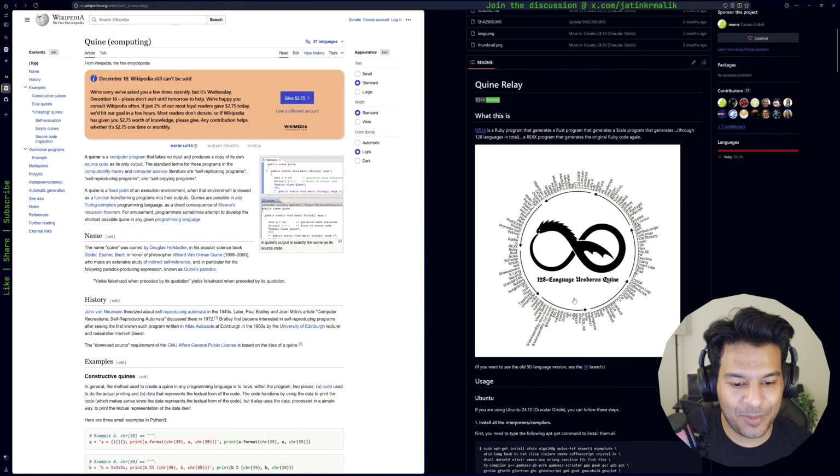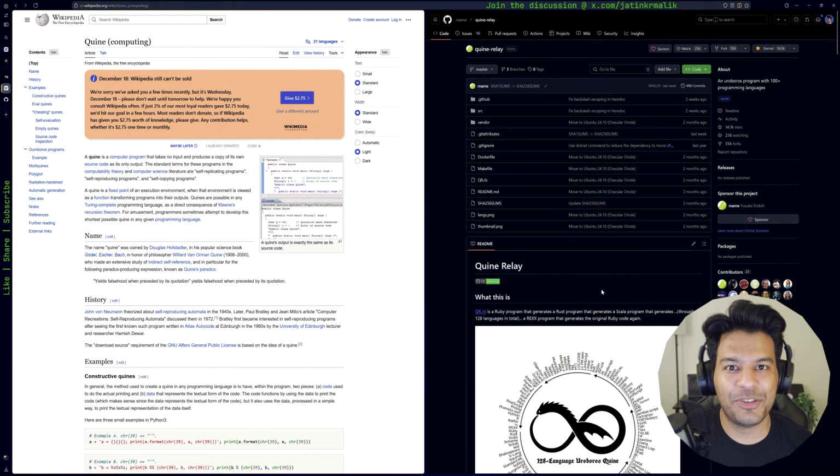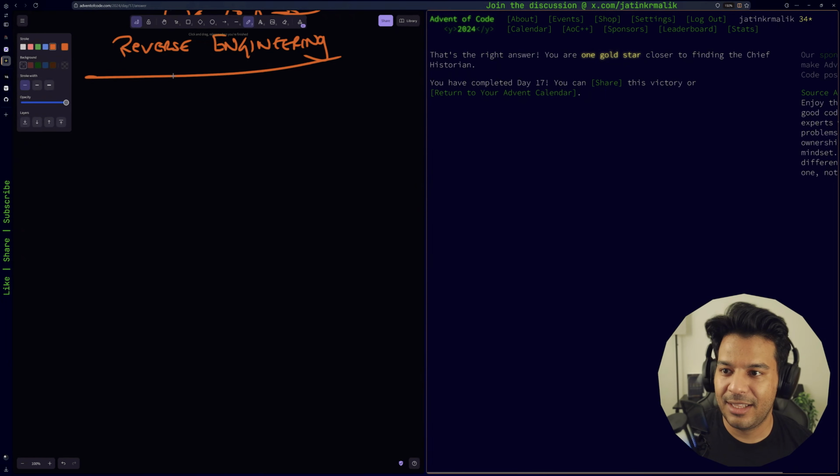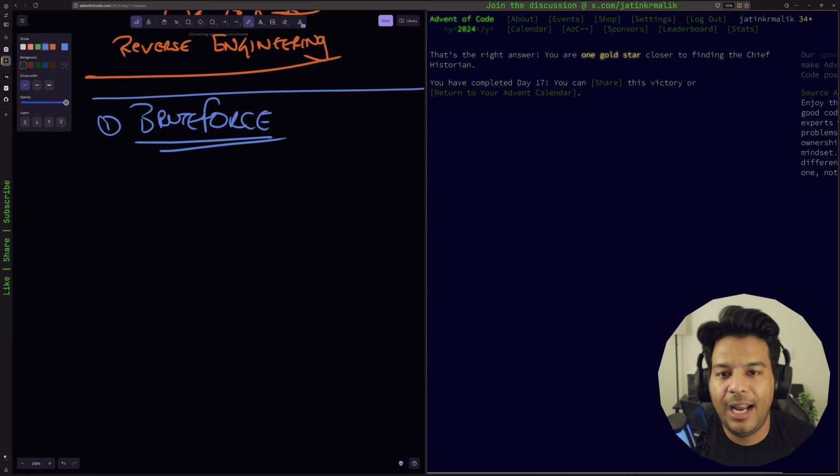And you can see this diagram here. Super fun project for you to try and compile on your machine and check it out. And let's talk about the approach that I followed. To solve this, I first started with brute force because I just wanted to see how bad it is. And yeah, I quickly realized that it's not going to happen.